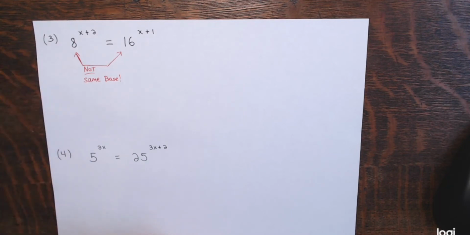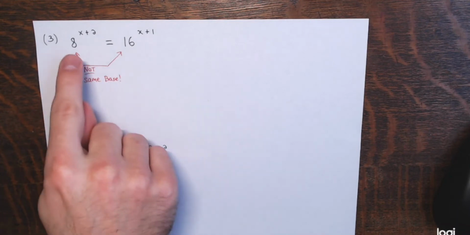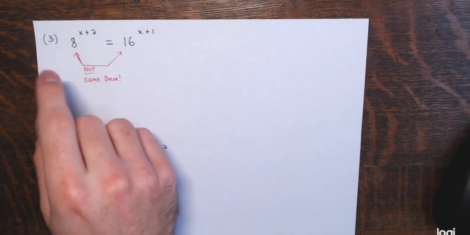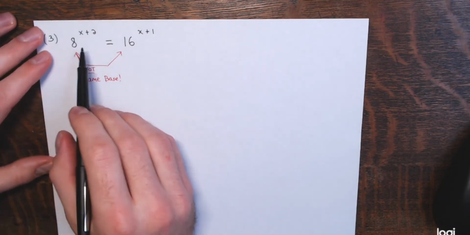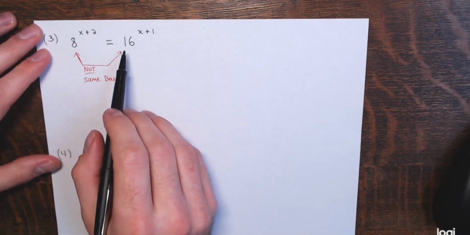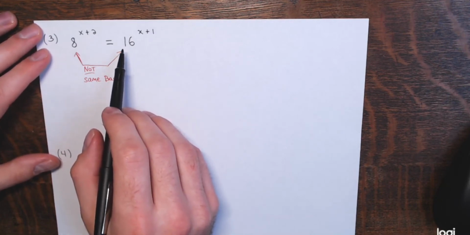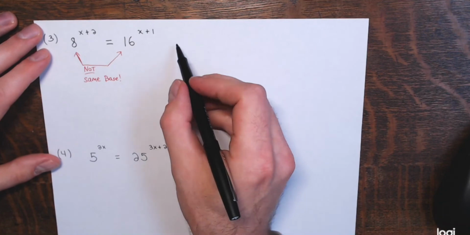But that's what I was talking about back in the text. They tell you, hey, sometimes you might have to use some properties of exponents to rewrite these expressions so that you do have the same base on both sides. Now, 8 and 16 are both powers of 2. So I'm going to rewrite these.